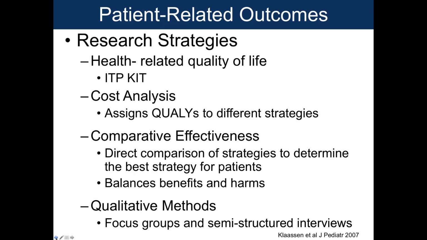We can use models like comparative effectiveness, and I'll give an example of this in a few upcoming slides. And this looks at a direct comparison of strategies to determine if there's one best strategy for patients, and it's really trying to balance all the benefits and harms. So it looks at cost and side effects as well as any potential gains in quality of life or symptom relief. And then I think it's important to never forget that we can still utilize qualitative methods and simply go back and talk to our patients and families.